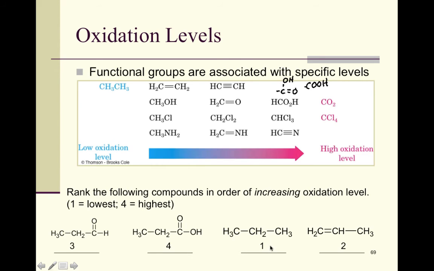What I have as number 1 is this has no electronegative element involved at all. What I have as number 2 happens to have this pi electron here, so this has a carbon-carbon double bond. 3, this has 2 bonds to oxygen, and number 4 has 3 bonds to oxygen. How'd you do?